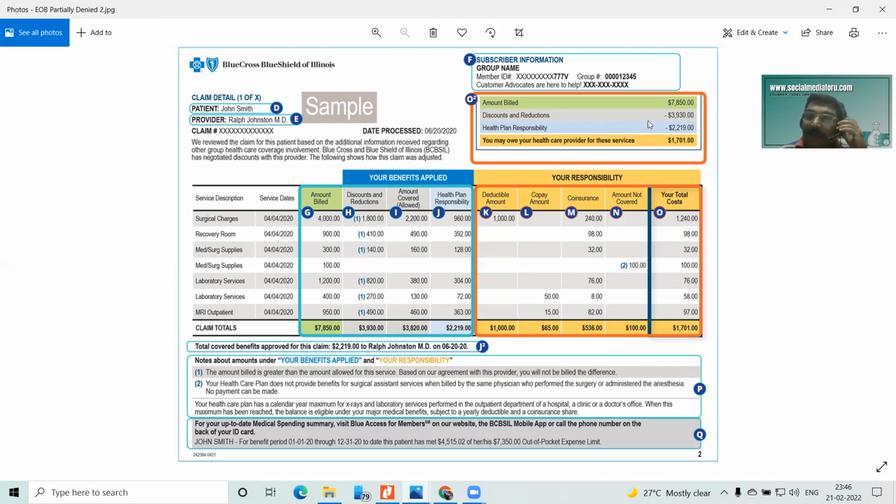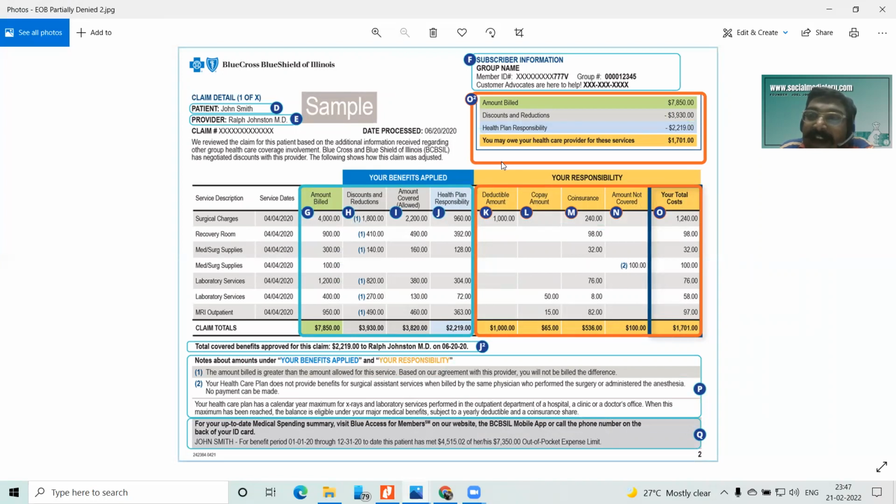And here you have the summary. What is the total amount billed? This is what the hospital charges. Discount and reductions, if you are in network, this much will be the difference. And the health plan responsibility, this much money the health plan will pay. You may owe your healthcare providers for this service this much amount, 1,701 rupees, which you have to pay to your doctor as a patient responsibility. Other than copay, this amount will be charged to you only when the claim is finalized.